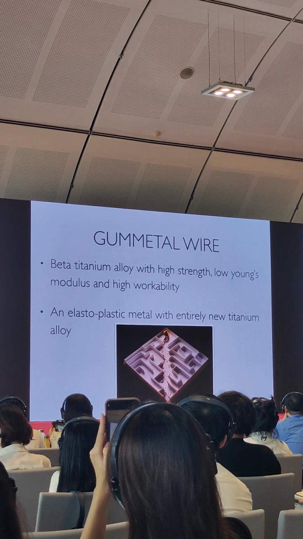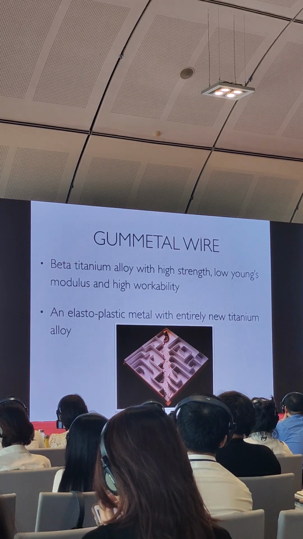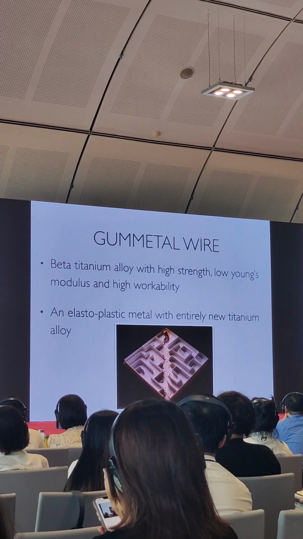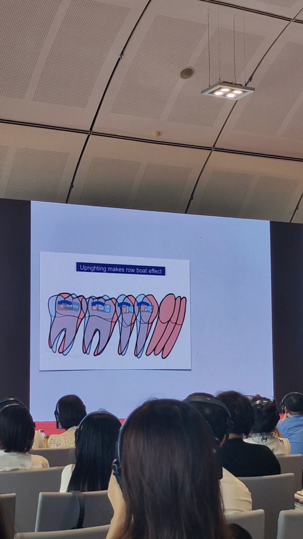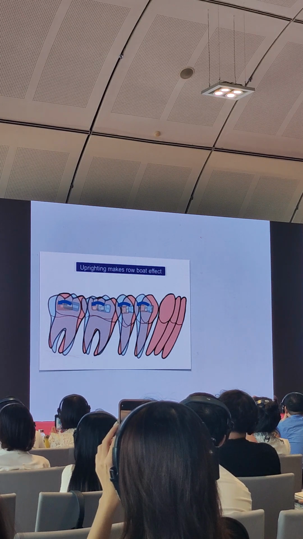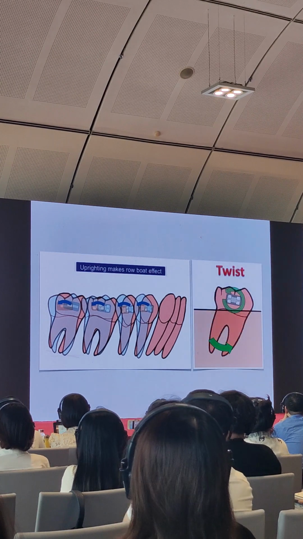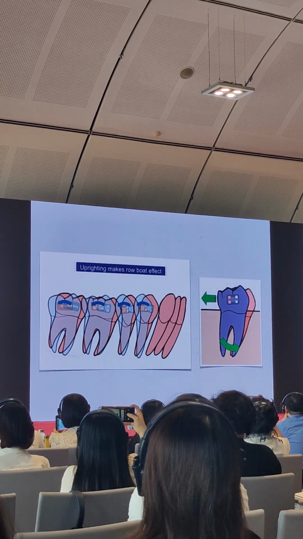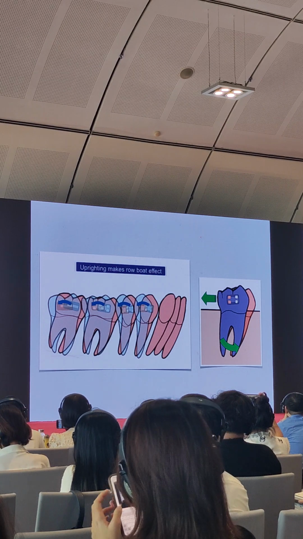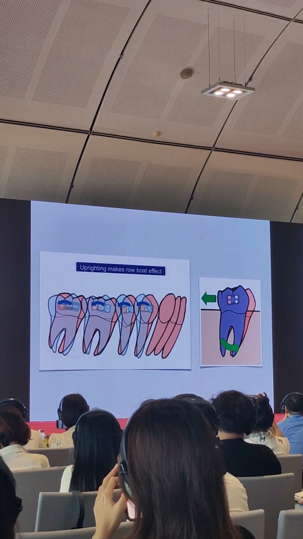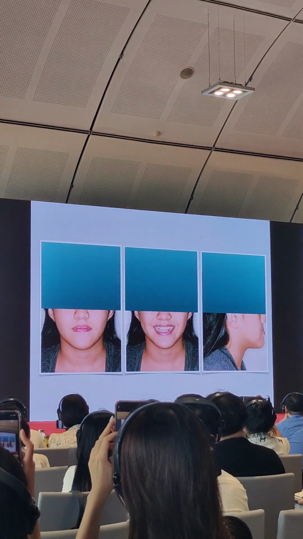This was introduced and invented by the late Dr. Shin Hasegawa. He introduced the gum metal, and he uses the same mechanics as that of the MEAW wire, which is a rowboat effect. For him, he will twist the wire, and then he will upright the molars, and then he will be able to get a good occlusion on the posterior area. So I tried it on one of my patients.